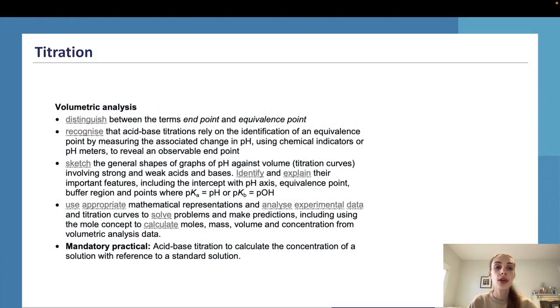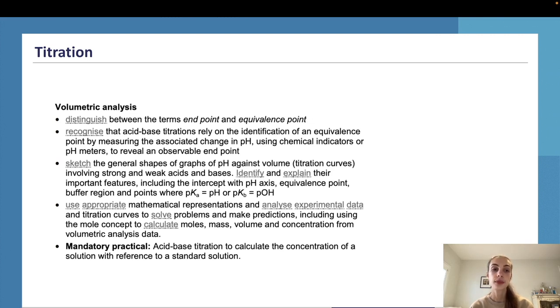So now we're going to go on to the concept of titration. Titration, we can also call volumetric analysis. You will do quite a lot of practicals on these in class, I would believe, because it's really good to do these hands-on to help you get a really good understanding of how these actually work.